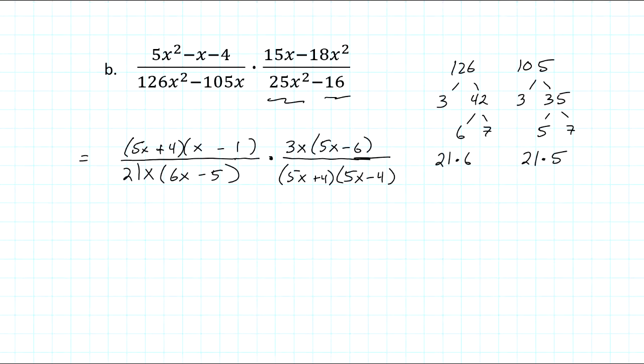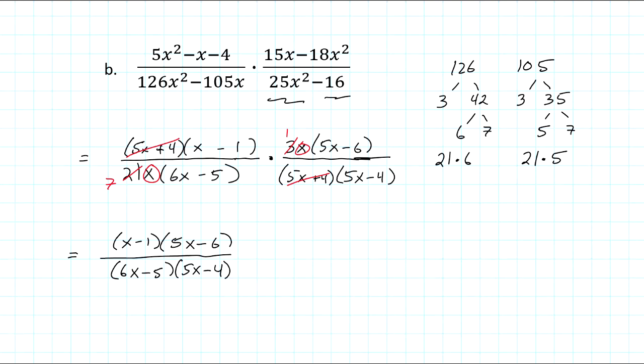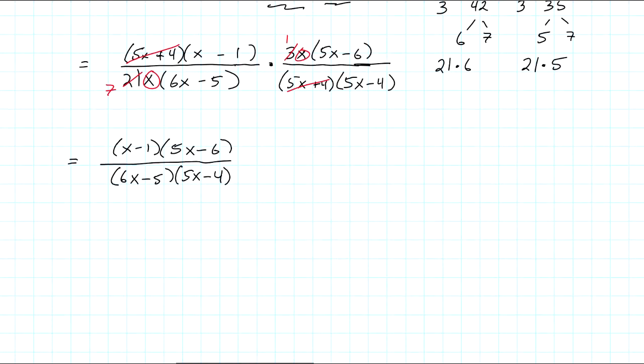And then we'll look for a reduction. Let's see, the x's can cancel, top and bottom. The 3 and the 21 can cancel. Divide them both by 3, we get a 1 and a 7. And then the 5x plus 4 can cancel, top and bottom. So it looks like what we're going to get is x minus 1 times 5x minus 6 on top, and then 6x minus 5 times 5x minus 4 on the bottom. And so that's fine for a final answer.